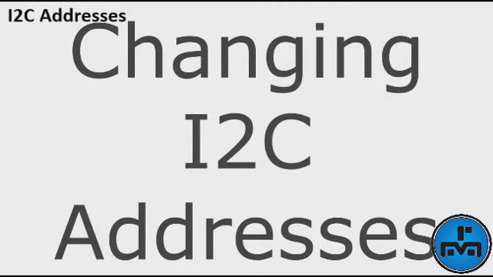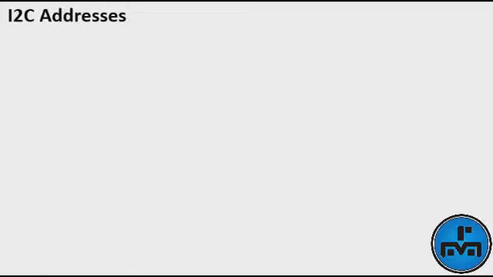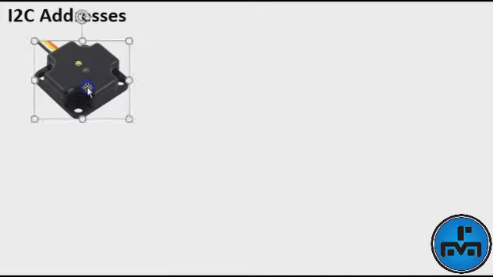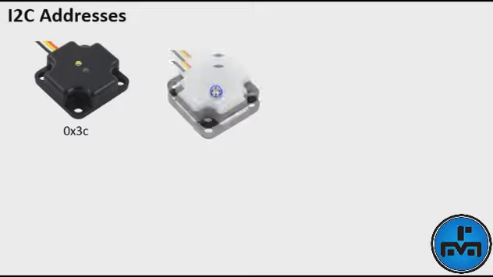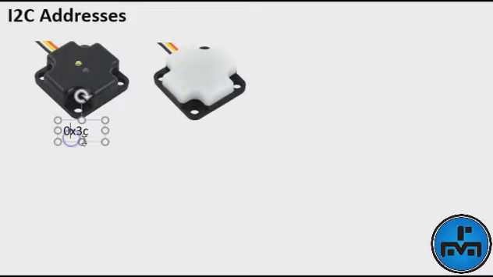I want to talk in this video about how to change an I2C address of one of your I2C sensors so you can use multiple of the same sensor on a robot. Now, each sensor comes with its own default I2C address. For example, the color sensor comes with a default I2C address of 0x3C. This is different than the default address of the integrated gyro, which is 0x20.